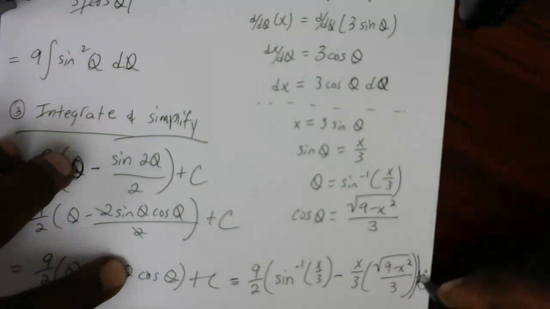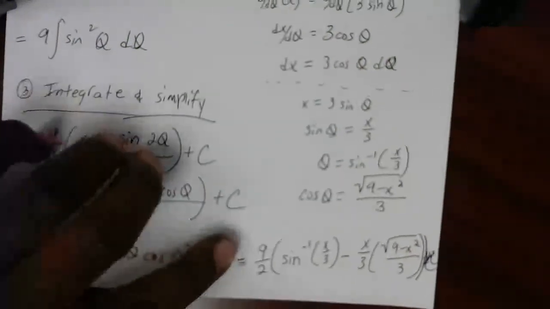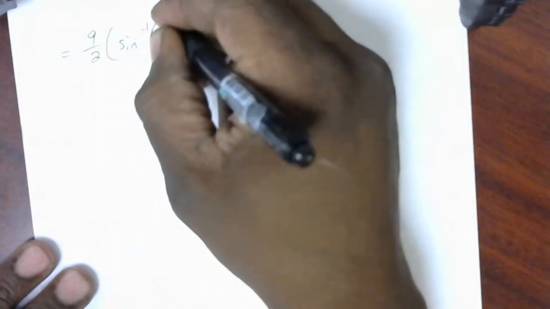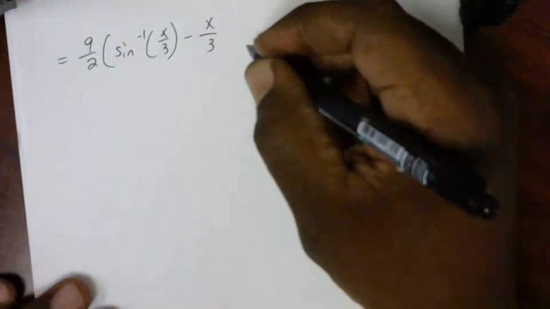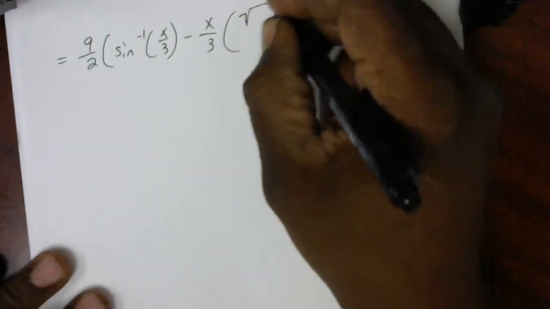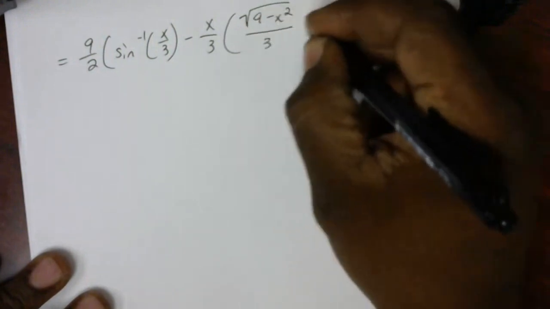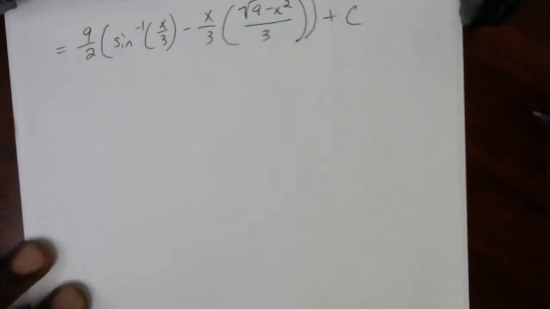And I have another set of parentheses. I'm going to write another step. So we're going to simplify this a little bit. So I'm just going to rewrite that here. So this is equal to 9/2 times the arc sine of x over 3 minus x over 3 times the square root of 9 minus x squared over 3, plus c.